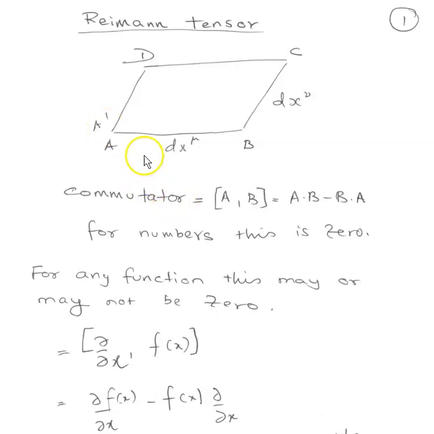So the commutator of A and B is A times B minus B times A. This is a commutator that appears a lot, and we have to find it. Now the commutator of two numbers, let's say 5 and 3, will be 5 times 3 minus 3 times 5, which would be 0 for numbers. I think it is 0 for complex numbers too. I'm not really sure, I think yes. For numbers this is 0, but this is not 0 for functions.